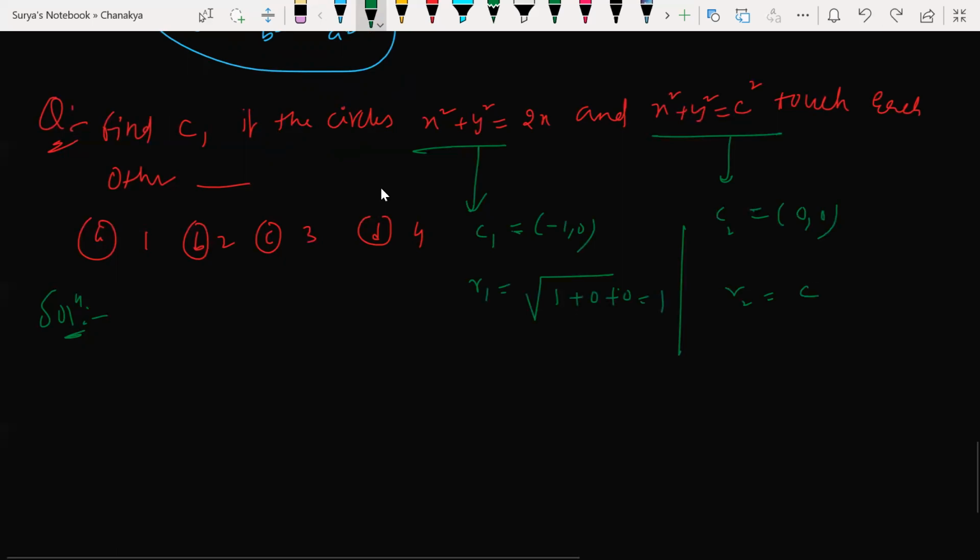What is R2 here? Of course, see, am I correct? Any doubts, people? Now, what is the distance between center 1 and center 2? Of course 1. You just apply the distance formula to find C1, C2 here. I got C1, C2 as 1 here. Perfect? Now, check it out. Which condition is going to be satisfied here? Tell me.